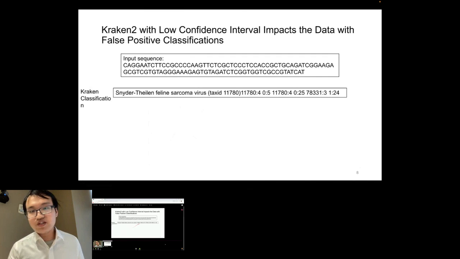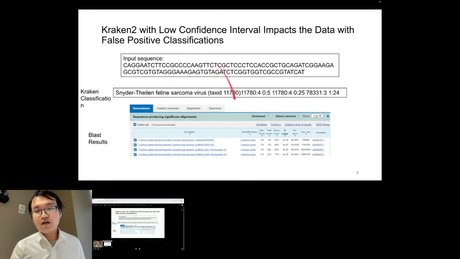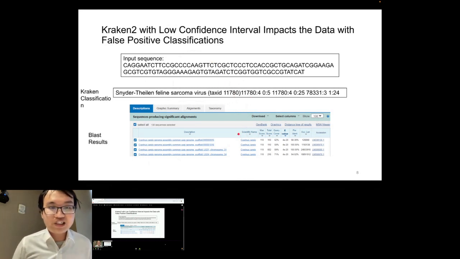This input sequence, at the default confidence parameter for Kraken 2 of zero, was classified as belonging to a feline sarcoma virus, which should not be present in the Beat AML blood and bone marrow data. Blasting this sequence also suggests that it doesn't really belong to this species, and that it is more than likely a false positive classification.